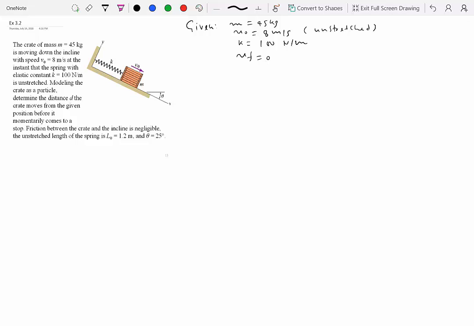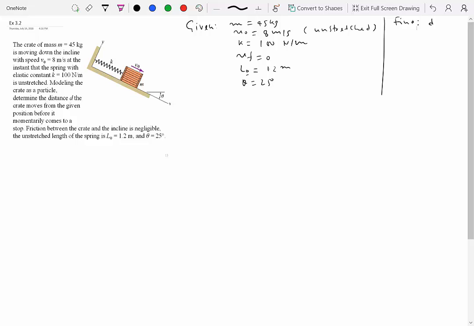Friction between the crate and the incline is negligible. There's no friction, and the unstretched length of the spring is L0. So L0 is given to you, and typically the unstretched length of the spring would be given with a subscript 0, and theta is 25 degrees. So we know the angle theta also. So all these things are given, and we have to find, let me write here, the distance traveled before it comes to a stop.